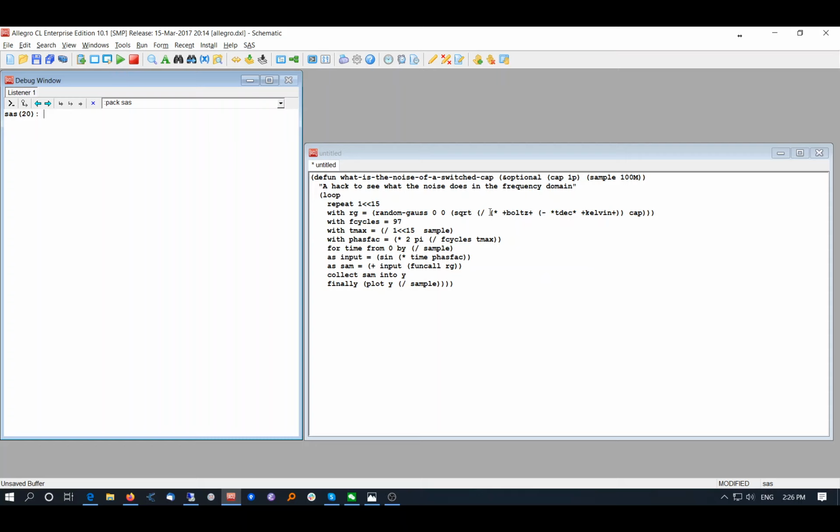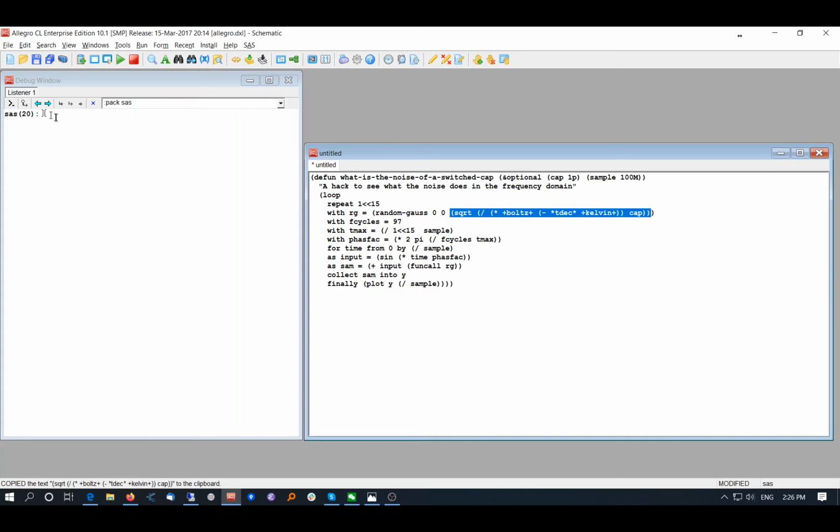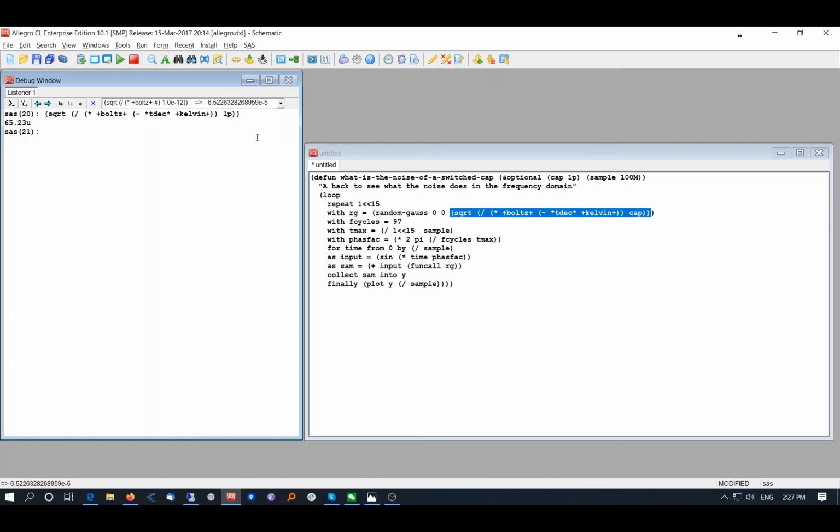We'll just rip this expression out of here. This is Boltzmann's constant, this is the ambient temperature, this is absolute zero. So kT over C, kT divided by whatever capacitor we have, square root of it. Let's just make that capacitor 1 picofarad, and the answer is 65.23 microvolts.